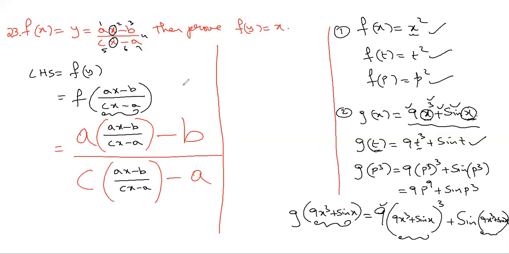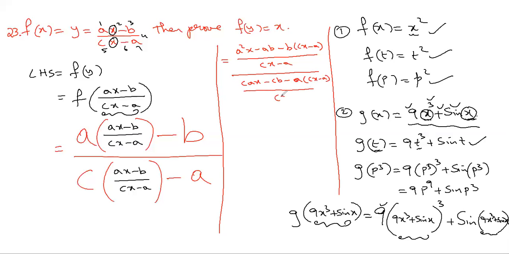What simplification can we do? We can multiply the numerator: a into ax minus b gives a square x minus ab. Cross multiplication, b into this, minus b into (cx minus a), all divided by (cx minus a). By the denominator also: c into (ax minus b) gives cax minus cb, minus a times (cx minus a), divided by (cx minus a). The cx minus a can be cancelled.